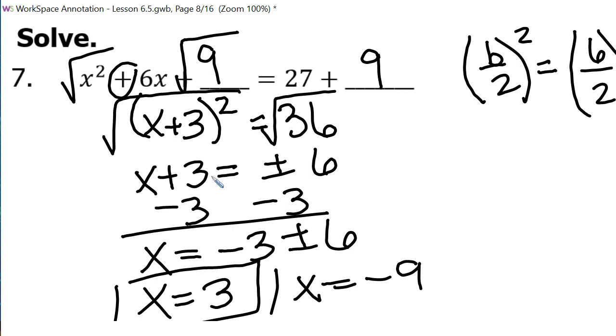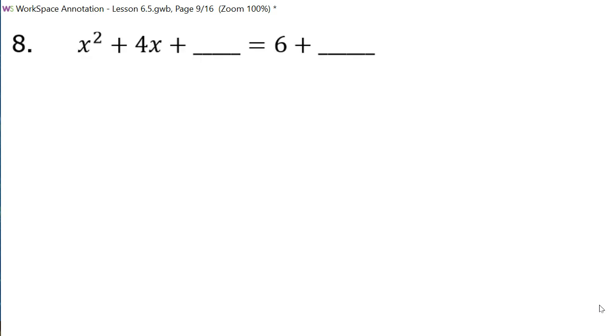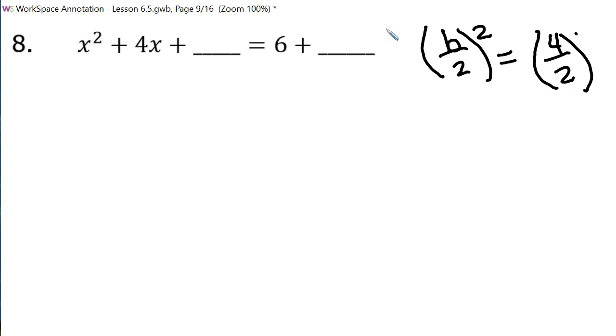So similar to what we did yesterday, but the extra step is we have to complete the square and add that number to both sides. Next one, number 8. First thing we have to do is complete the square. So use your formula, b divided by 2 squared. What number do I use for b? 4 divided by 2, then square it. So what's 4 divided by 2? 2, and 2 squared is 4. So that missing number, we have to add it 1 time to the left side, 1 time to the right side.